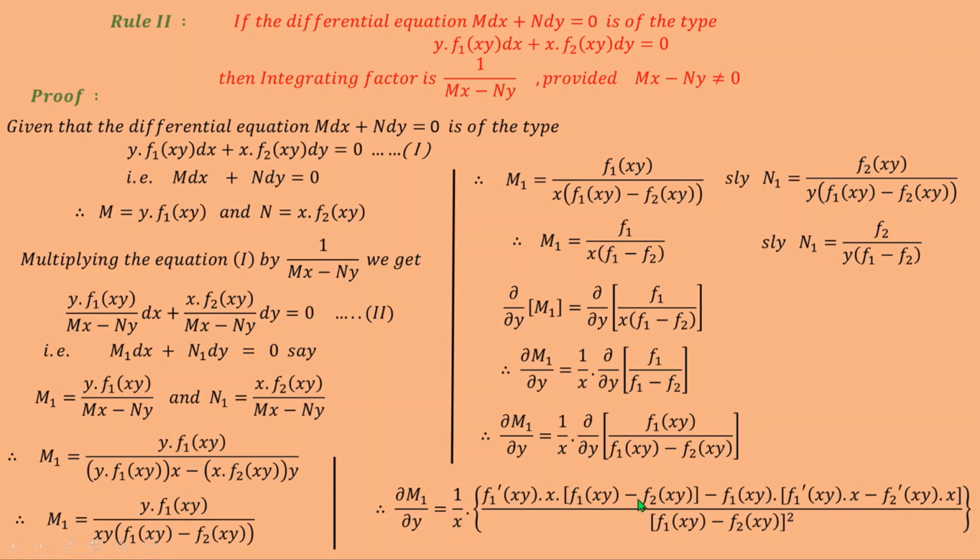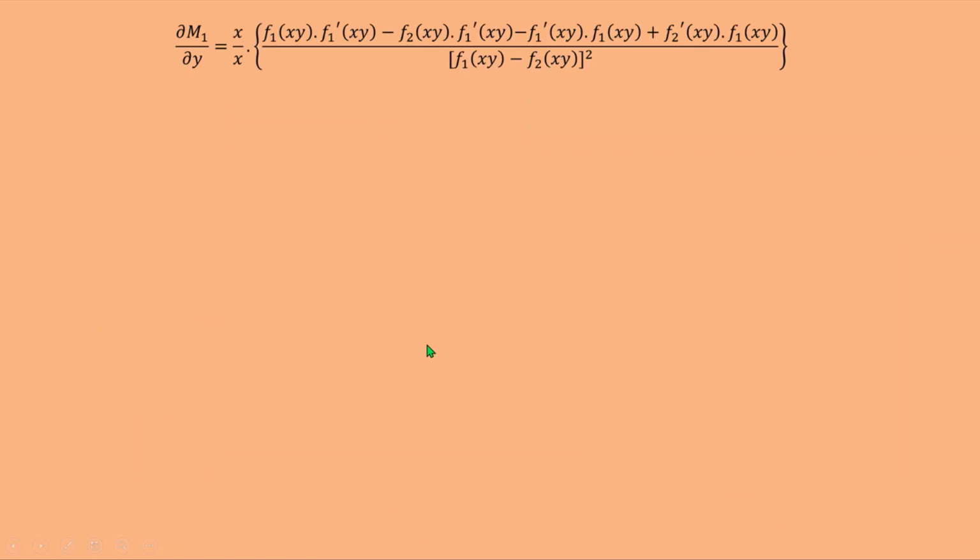Here both the terms contain x. First term contains x, second term also contains x. So take out x as a common from numerator, and ∂M1/∂y = x upon x [f1(xy) f1'(xy) − f2(xy) f1'(xy) − f1'(xy) f1(xy) + f2'(xy) f1(xy)] upon [f1(xy) − f2(xy)] whole square.